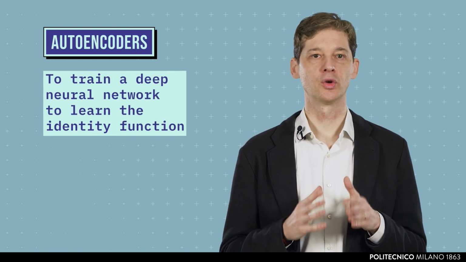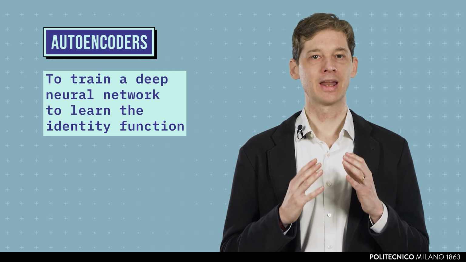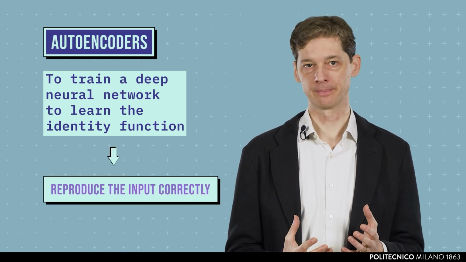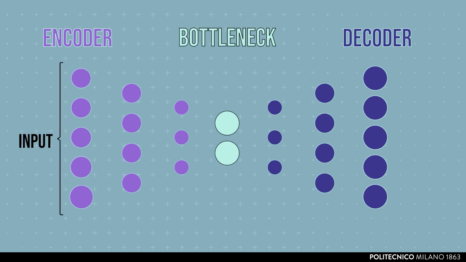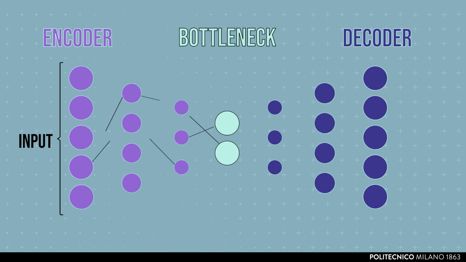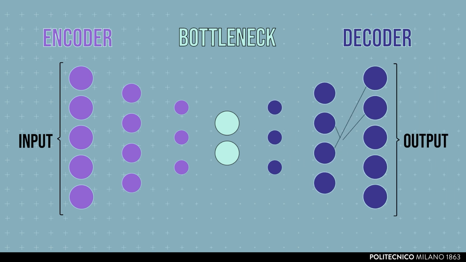A popular approach is called autoencoders. The idea of autoencoders is to train a deep neural network to learn the identity function. We want the network to be able to reproduce the input correctly. Dimensionality reduction is achieved by using a specific neural network architecture composed of an encoder, a decoder, and, in the middle, a bottleneck. The encoder compresses the data to their lower dimensional representation. The bottleneck, also called latent space, stores the lower dimensional representation. The decoder reconstructs our low-dimensional data back to their initial dimension.